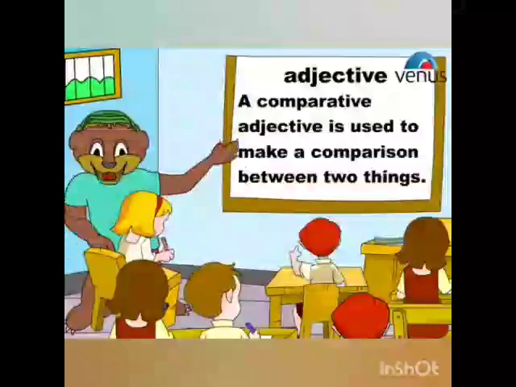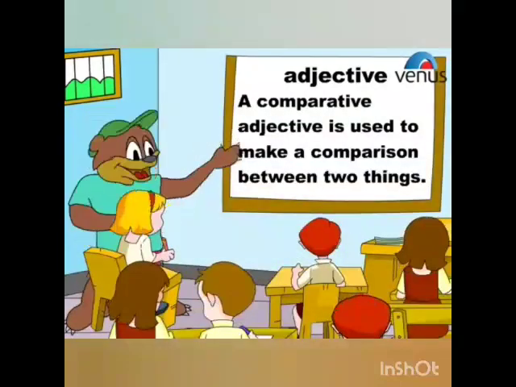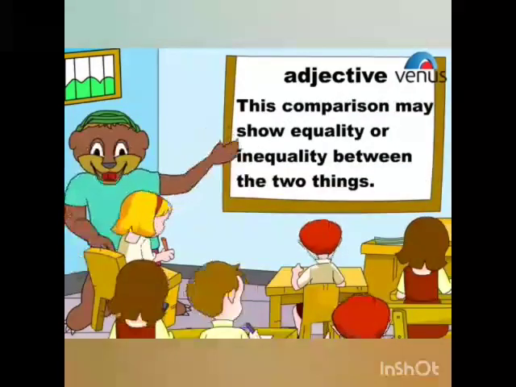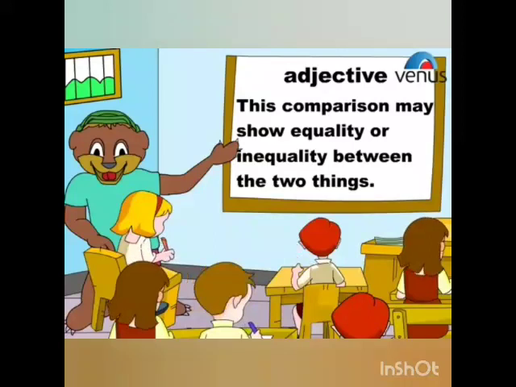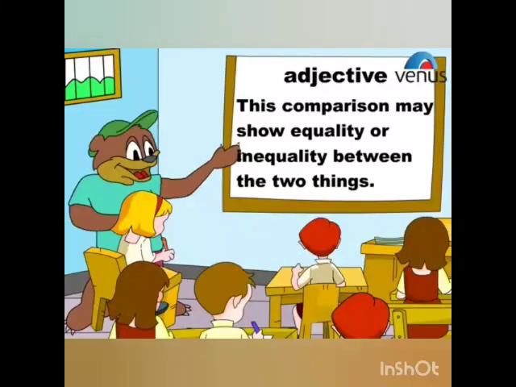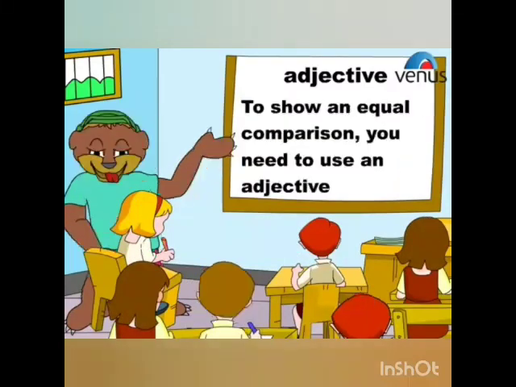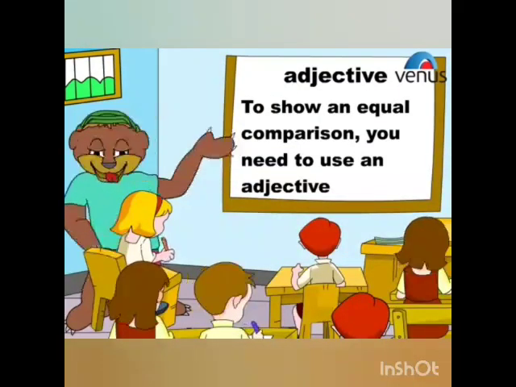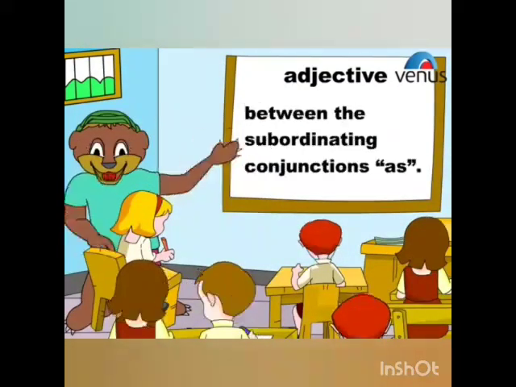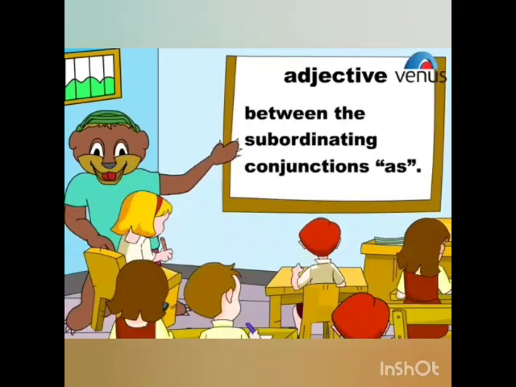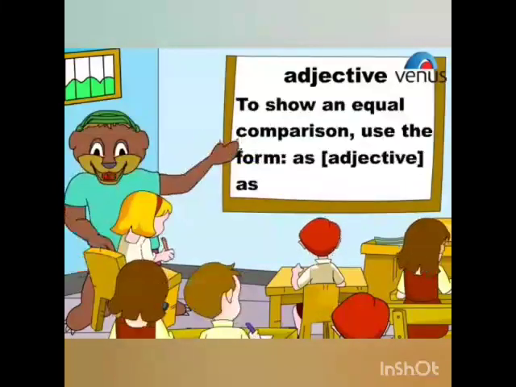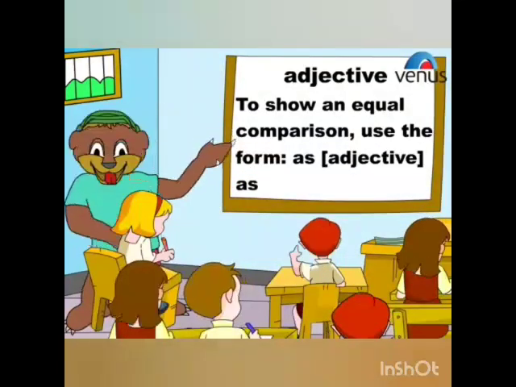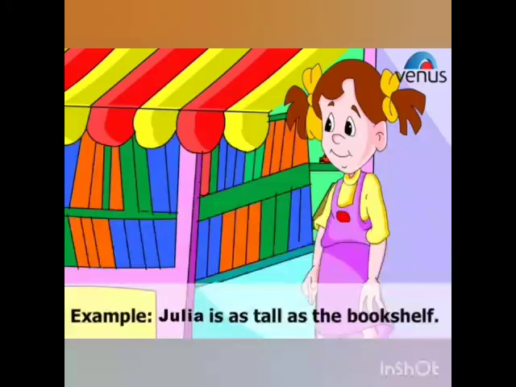A comparative adjective is used to make a comparison between 2 things. This comparison may show equality or inequality between 2 things. To show an equal comparison, you need to use an adjective between the subordinating conjunctions, as. To show an equal comparison, use the form as, adjective, as.